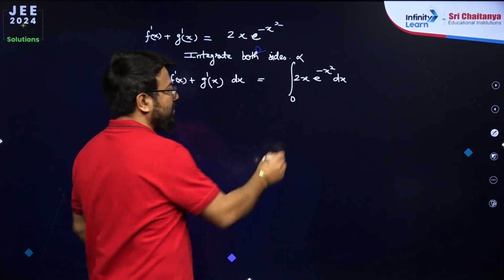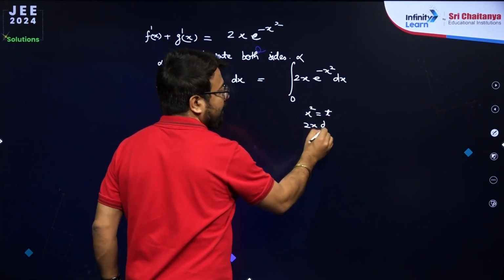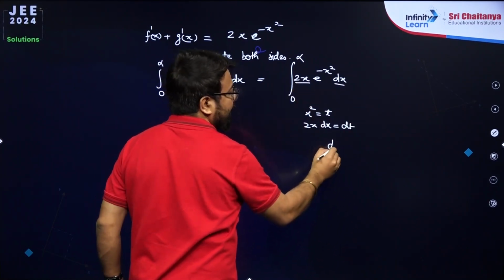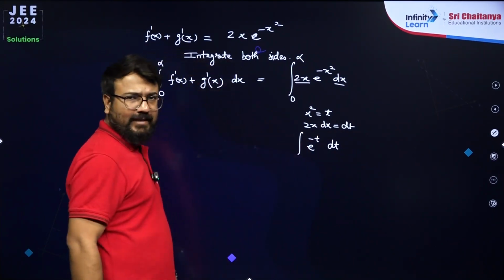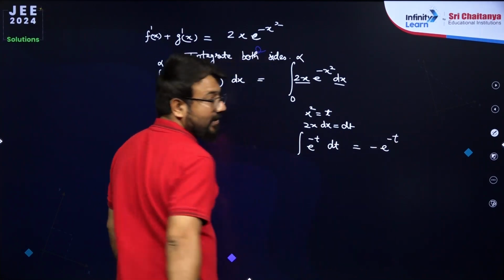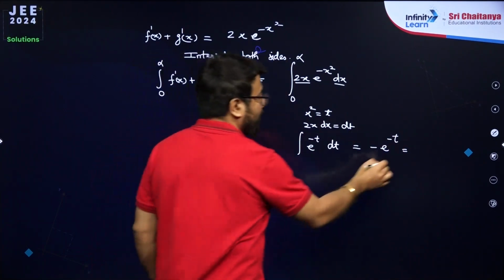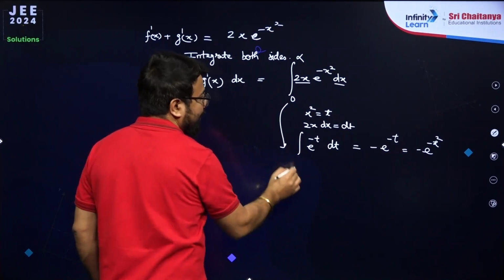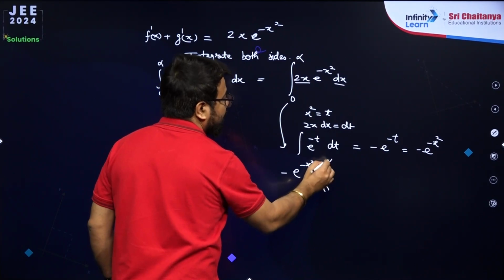To integrate this function, we will just apply the method of substitution, x square as t. So 2x dx will become dt. Instead of 2x dx, I will write dt. Here it becomes e raised to the power minus t. If I integrate this function e raised to the power minus t, it will be negative times e raised to the power minus t. Going forward, if I place again the value of t, that was x square, it will be negative times e raised to the power minus x square. So let us write here e raised to the power minus x square. The limits will be from 0 to alpha.